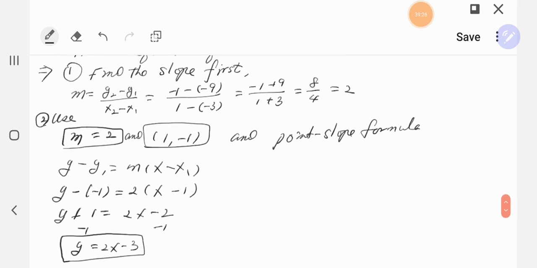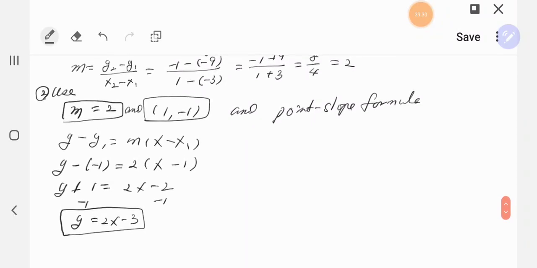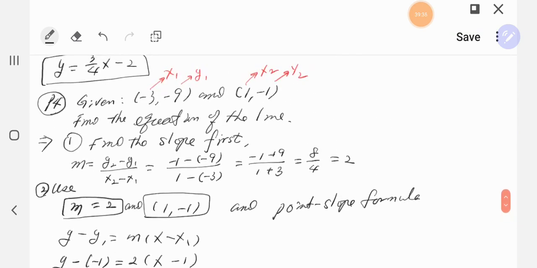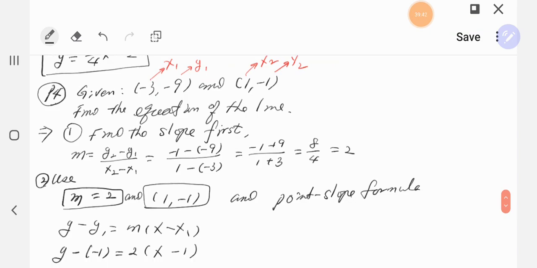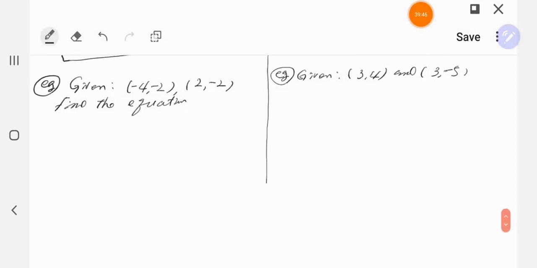Done. Finished. So that's the equation. Once you graph this equation, that graph will pass through these 2 given points. Okay, let's try some more examples.